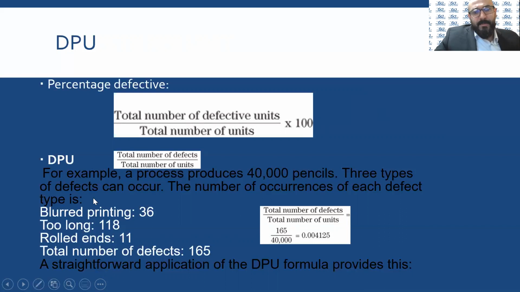Let's take an example. A process produces 40,000 pencils. 3 types of defects can occur. The number of occurrences of each defect is as below: blurred printing, 36; too long, 118; rolled ends, 11. The total number of defects is 165. In order to find the DPU, that would be 165 divided by 40,000. This is the DPU.